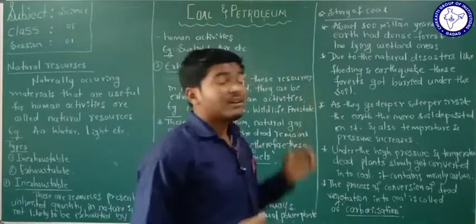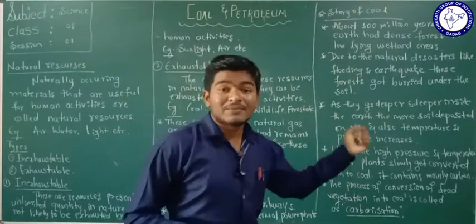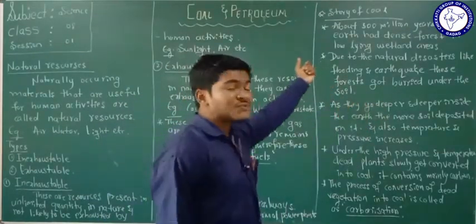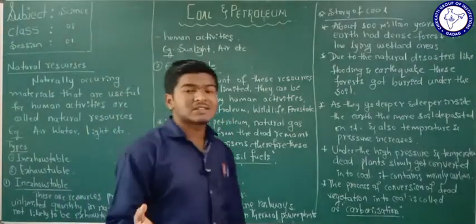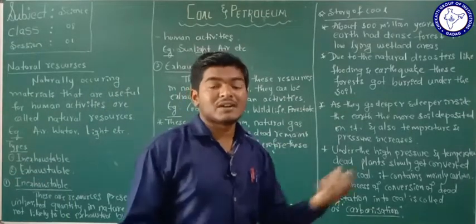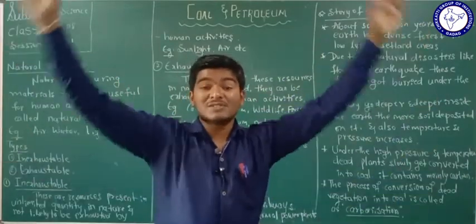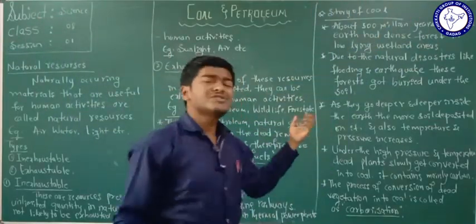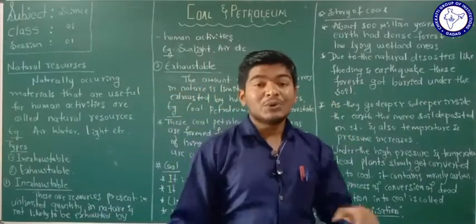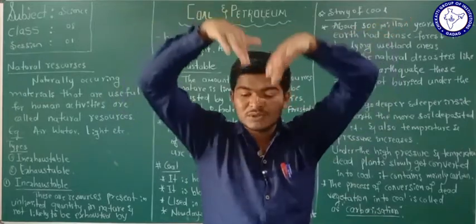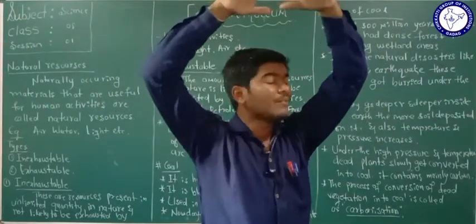The earth had a dense forest in low-lying wetland areas, and due to natural disasters like flooding and earthquakes, these forests got buried under the soil. What happens? Suddenly an earthquake happens, or a high flood occurs. Due to this, the dense forest is buried under the earth's surface, and a large amount of soil is deposited on it. The forests go deeper into the earth. Due to the earthquake, the earth divides and the forest goes deeper, and a large amount of soil covers the trees of the dense forest.